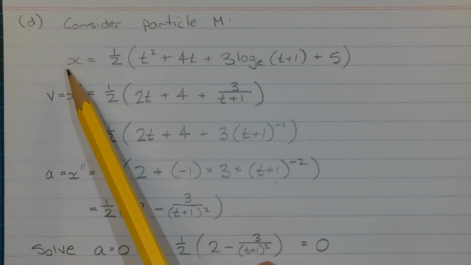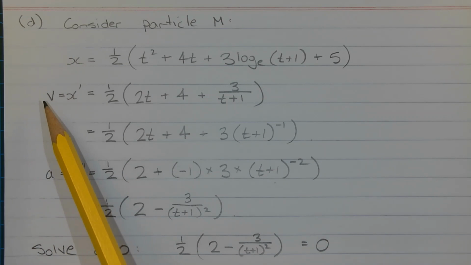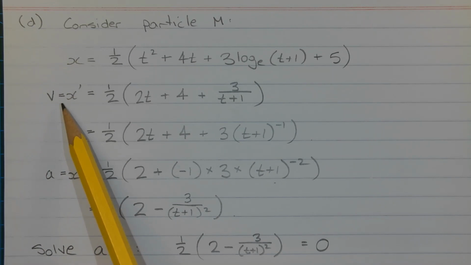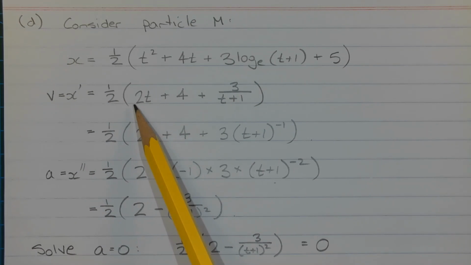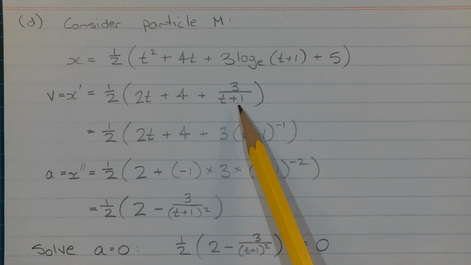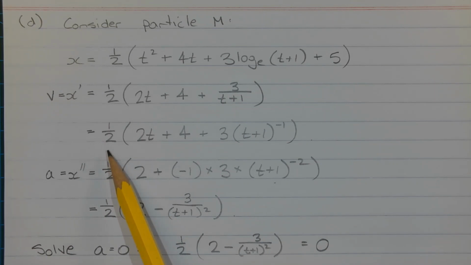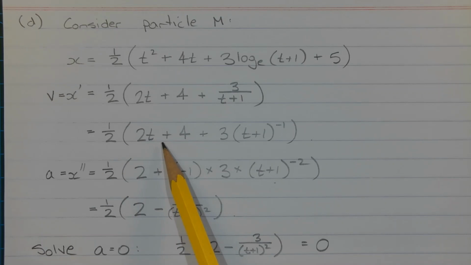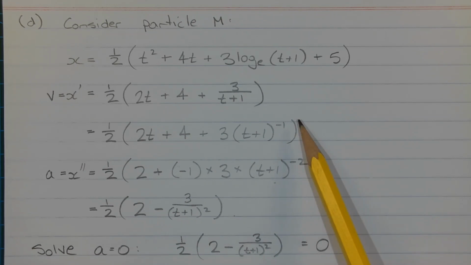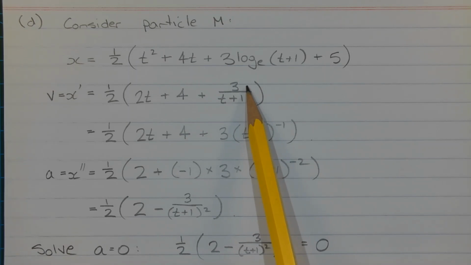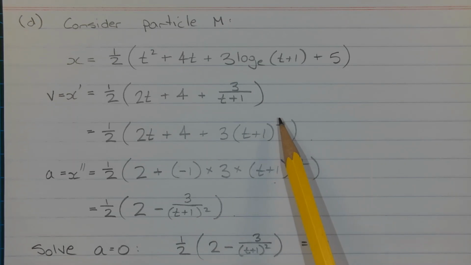So differentiating x with respect to t to get an expression for the velocity of particle m, we get v is equal to x dash, which is equal to 1 over 2 times open bracket 2t plus 4 plus 3 over t plus 1 close bracket. And that's equal to 1 over 2 times open bracket 2t plus 4 plus 3 times t plus 1 in brackets to the power of negative 1 close bracket. Now expressing this term here using a negative index just makes the next differentiation a little easier.